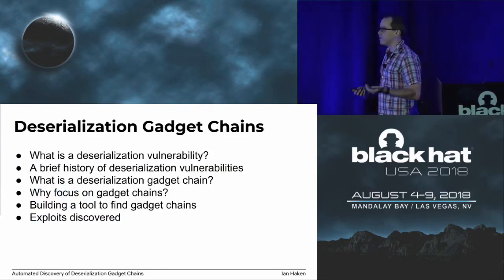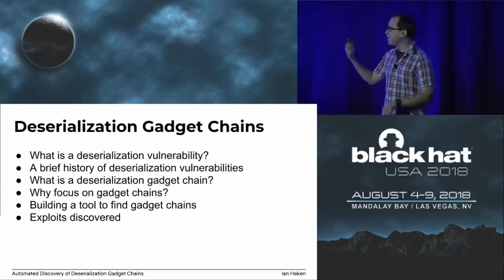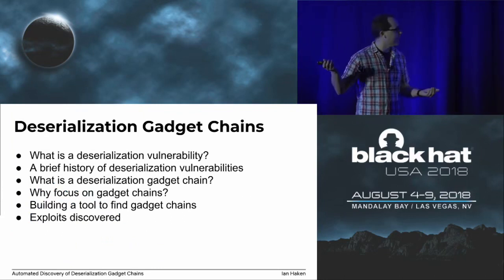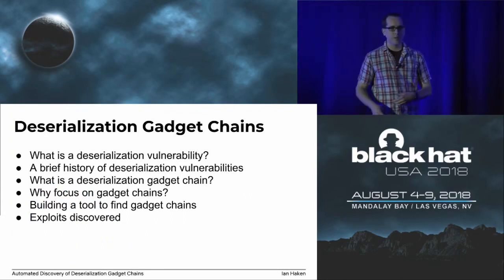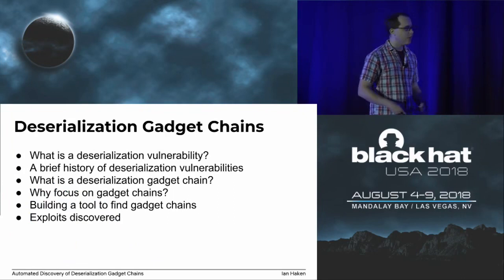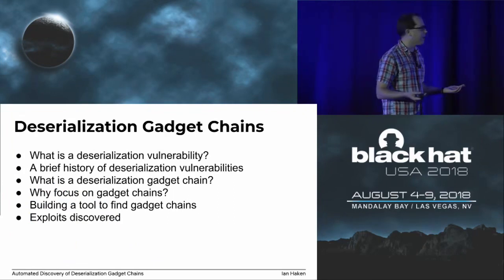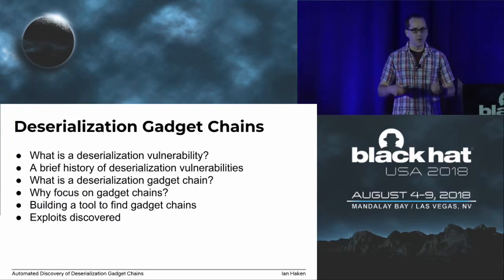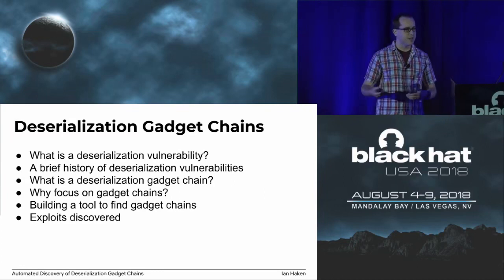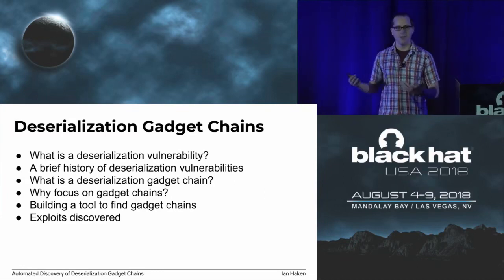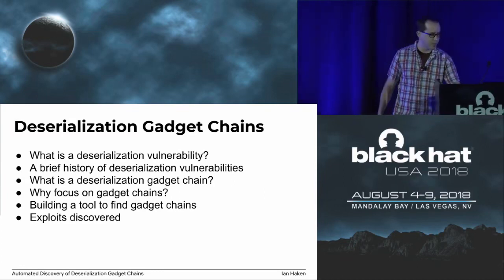Let's talk about deserialization vulnerabilities. First, I'm going to describe what those are so that we're all on the same page. And then I'm going to talk about what a gadget chain is and why I'm spending all my time talking about that. And then finally, I'm going to talk about the new tool I made to find gadget chains. And finally, the good stuff, some new exploits that I discovered with that tool.